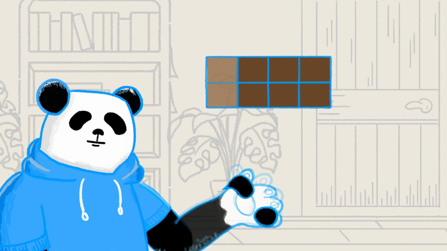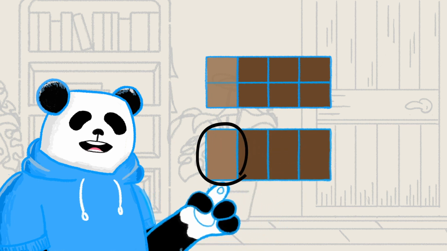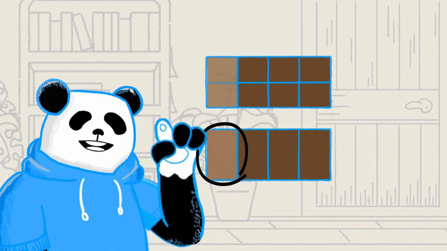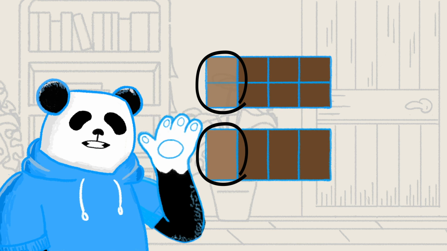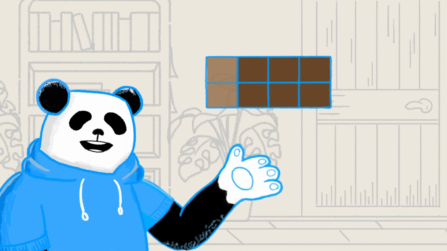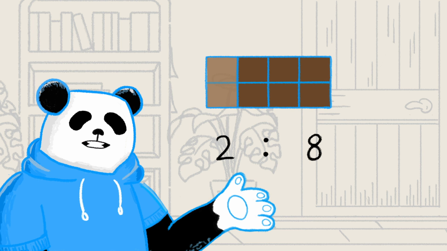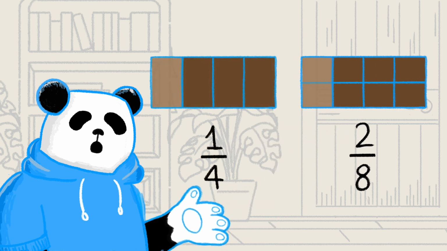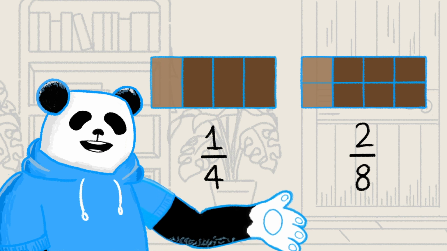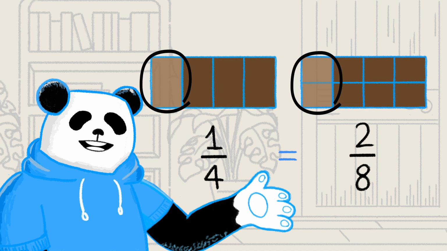If we compare it to a chocolate bar split in 4, we see that 1 piece from the chocolate bar split in 4 is the same size as 2 pieces from the chocolate bar split in 8. So he takes 2 pieces out of 8, and that is the ratio 2 to 8, and the fraction 2 out of 8. Now we can see that 1 out of 4 and 2 out of 8 are equal to each other because it is still the same amount of the chocolate bar.